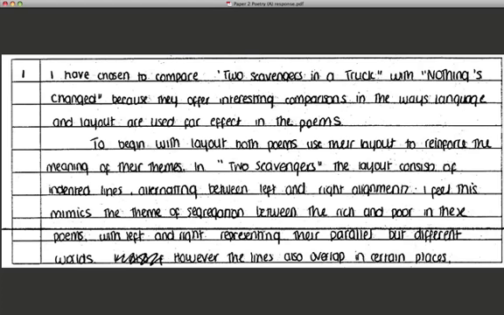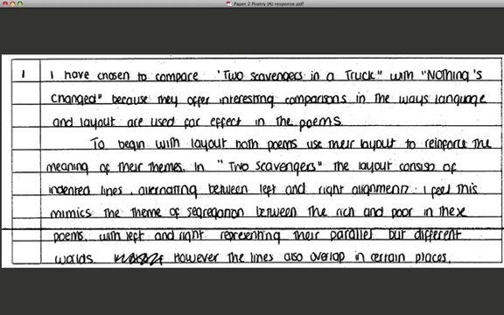So here, to begin with layout: "Both poems use their layout to reinforce the meaning of their themes." Again, the structure there is being used as a reference to support the meaning. "In 'Two Scavengers', the layout consists of indented lines overlapping between left and right alignment." So he's picked out straight away another point of structure.